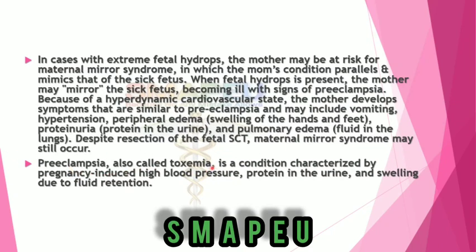Preeclampsia, also called toxemia, is a condition characterized by pregnancy-induced high blood pressure, protein in the urine, and swelling due to fluid retention.